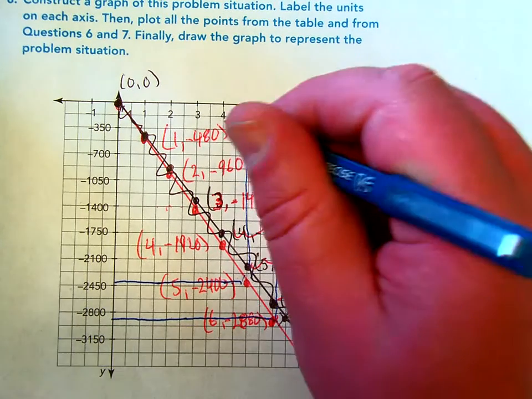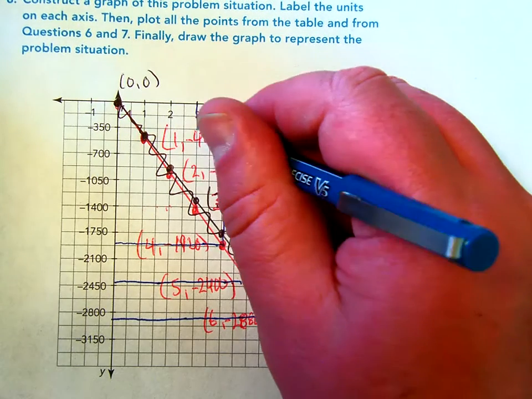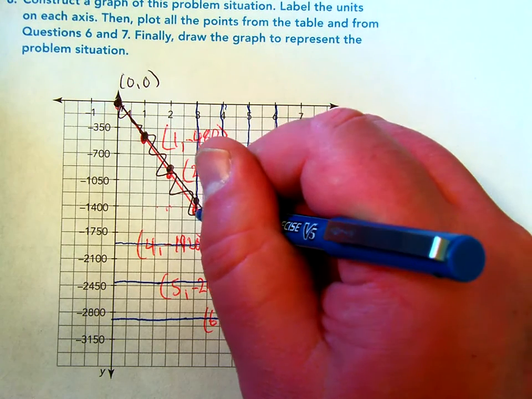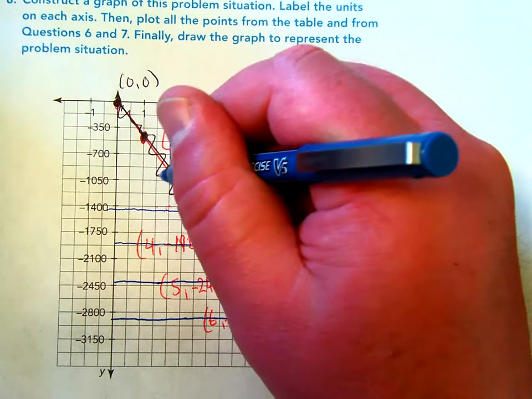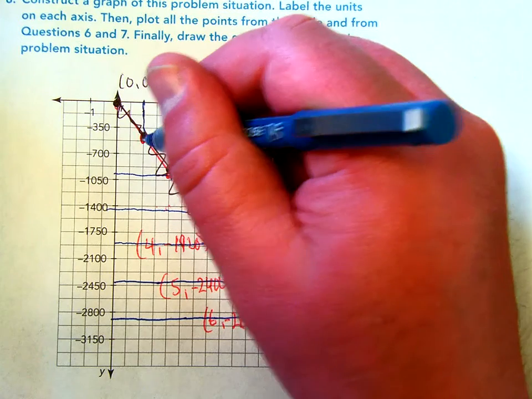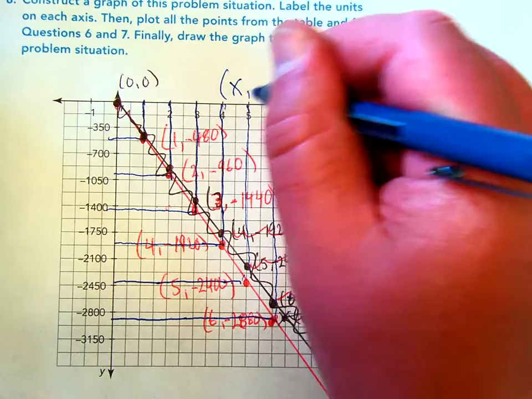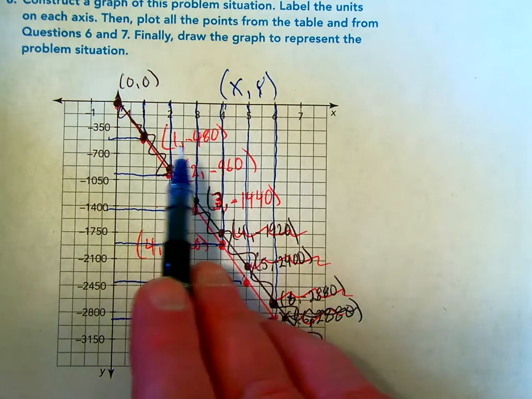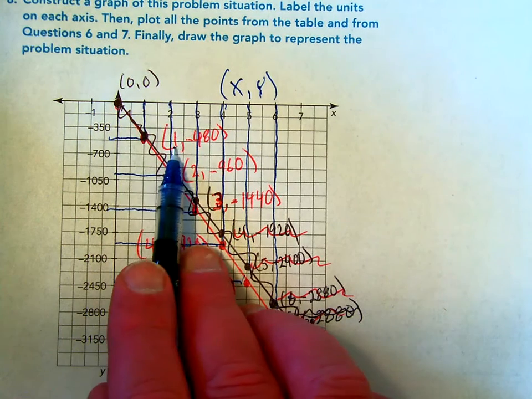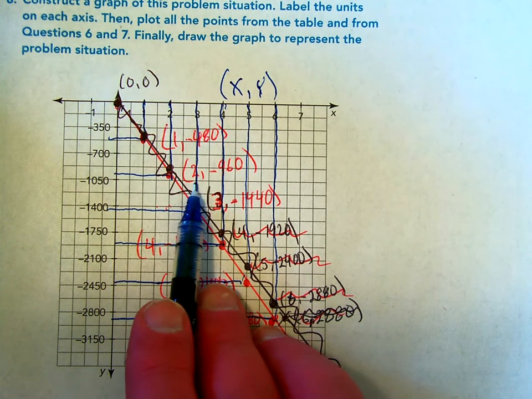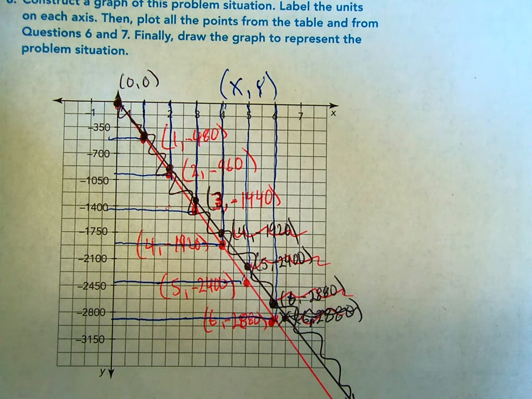4 minutes is at negative 1920. 3 minutes is at negative 1440. 2 minutes is at negative 960. 1 minute is at negative 480. So again, in each of these, the x gets listed first in a coordinate pair. The y value gets listed second. And so when time is 0, depth is 0. It's at sea level. When time is 1 minute, depth is negative 480. When time is at 2 minutes, when x is 2, y is negative 960, and so forth. So that's what the graph would look like, the one in red.